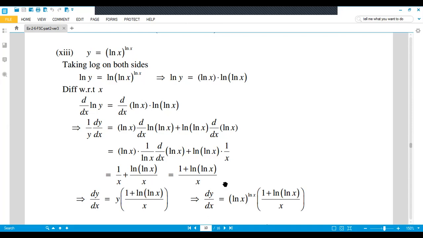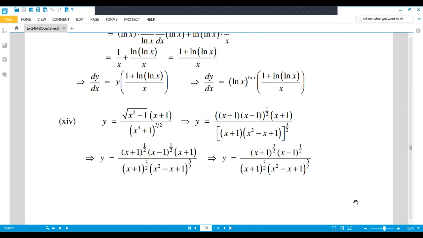So x is in the denominator, so you write it one time, you take the LCM, 1 plus natural log times natural log of x. Here y is divided, shifted to this side, it multiplies, and you put the value of y from the start. From here the value of y is given, so you put it here and you get the required answer.